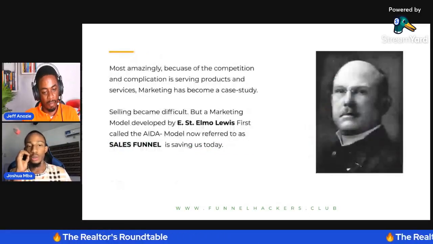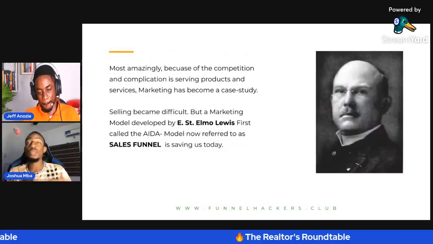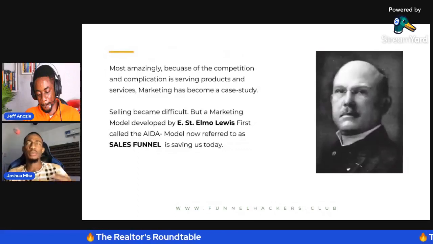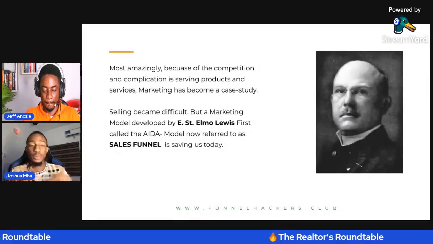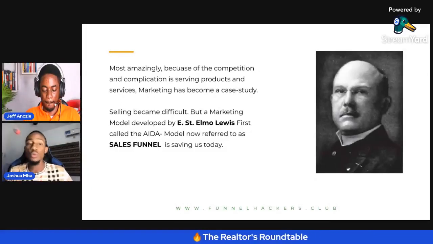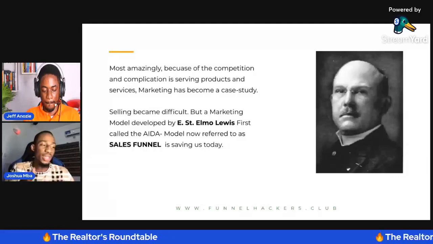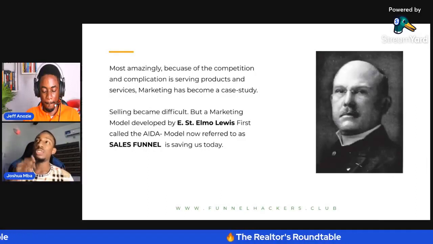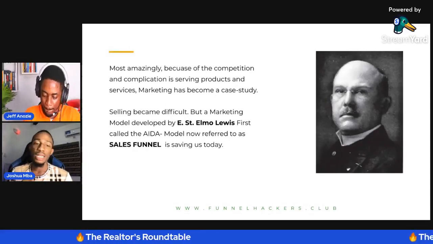Now, the AIDA model, a marketing model, was initially the name, and later on it was called sales funnel. I mean, it was called a lot of names. At some point it was called conversion marketing, at some point conversion purchase or sales purchase or whatever it is. And today we know it as sales funnel. It has gone through a lot of names, and today we call it sales funnel. And today I want to introduce this concept called sales funnel that was first developed by this great man, Elmon Lewis.